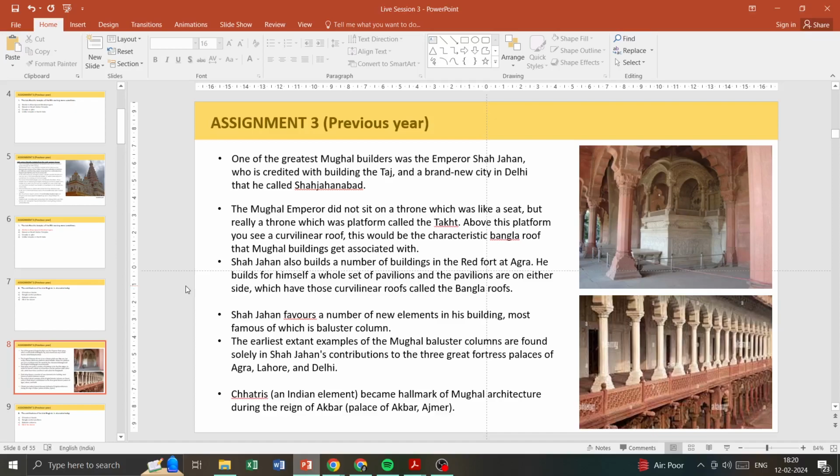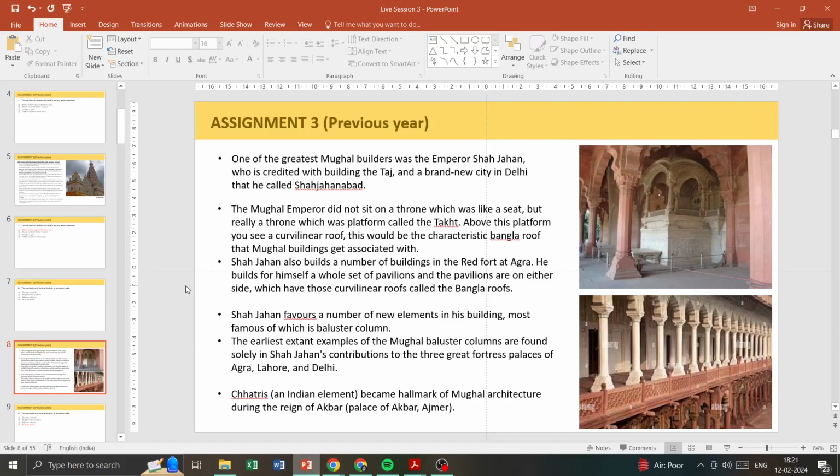So during the reign of Akbar, he had a really good relationship with the Rajputs. So Chhatri was amalgamated into Mughal architecture from the reign of Akbar, and it started with the Palace of Akbar in Ajmer. However, this Chhatri idea got carried over to the later Mughal periods also.